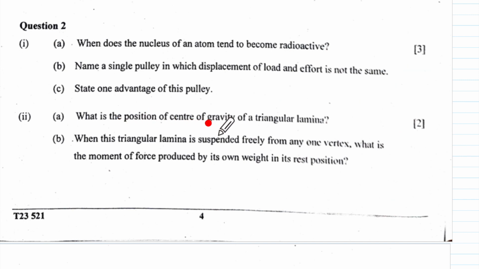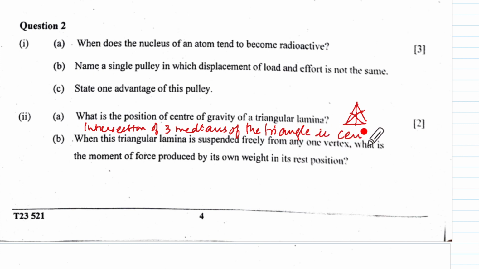What is the position of center of gravity of a triangular lamina? Now if you have a triangular lamina, if you take the medians, the intersection of all three medians is the center of gravity. So you will say it is the intersection of three medians of the triangle. That is, it is the centroid.